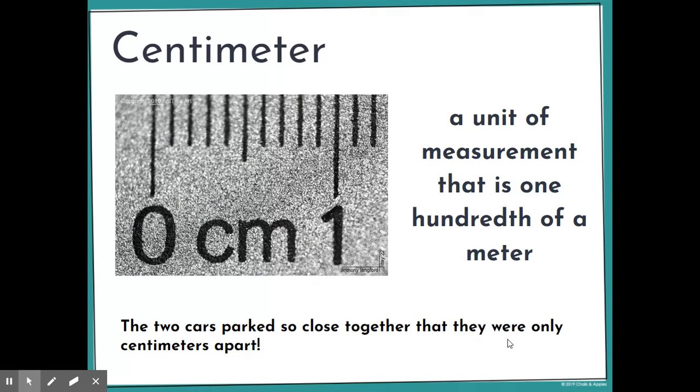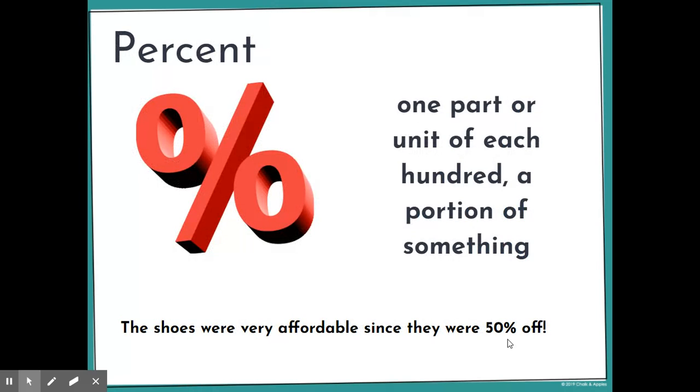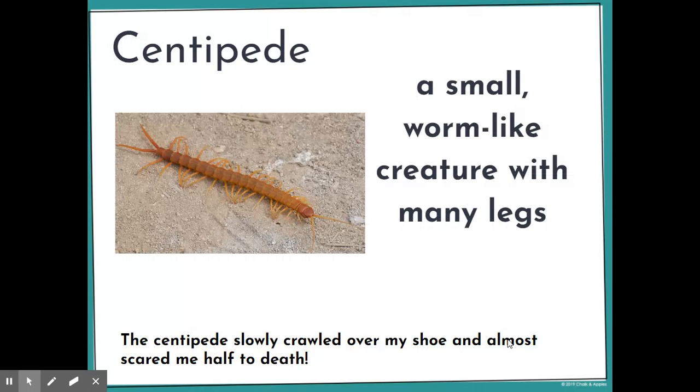Centimeter, it's a unit of measurement that is 100th of a meter, so a small unit of measurement. The two cars parked so close together they were only centimeters apart. Percent, one part or unit of each hundredth, a portion of something. The shoes were very affordable since they were 50% off. So just like you're graded up to 100%, percent means 100%, has something to do with 100.